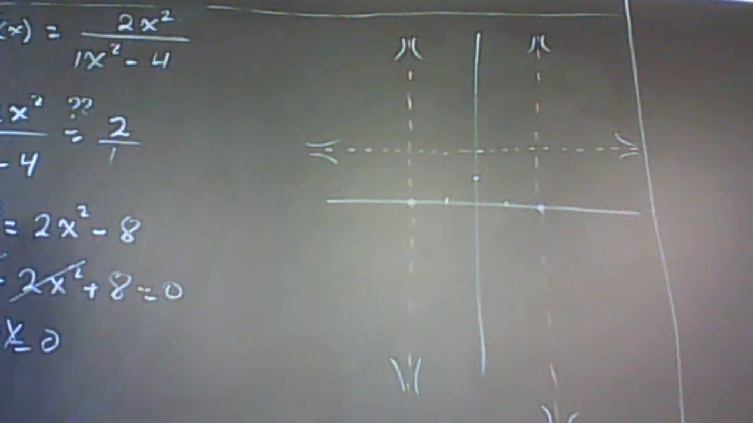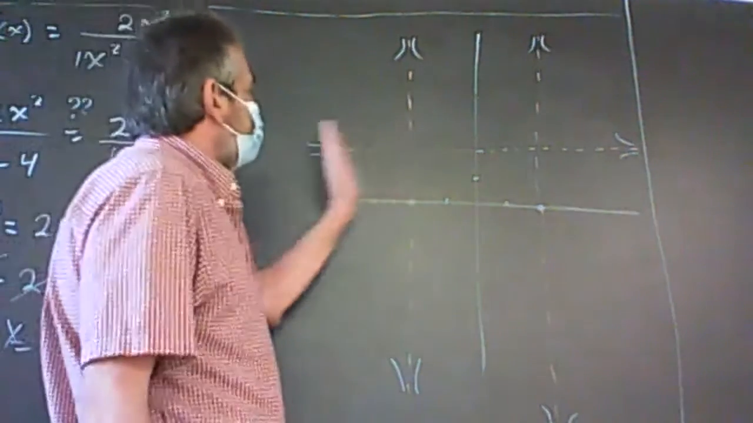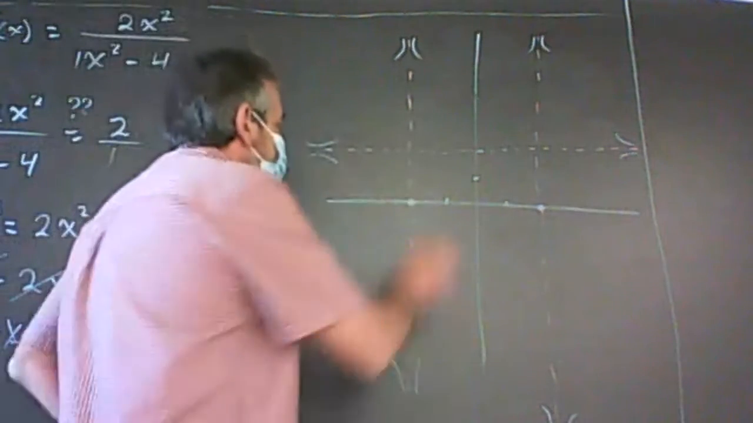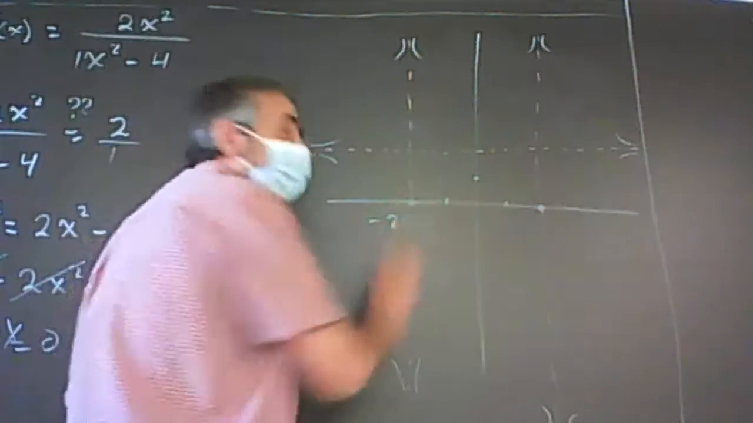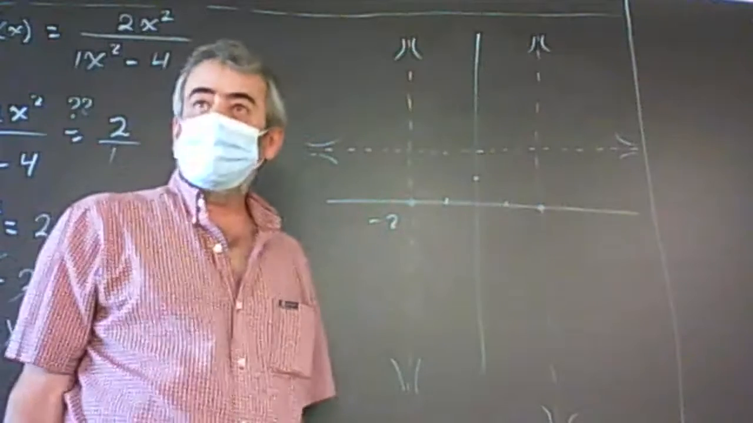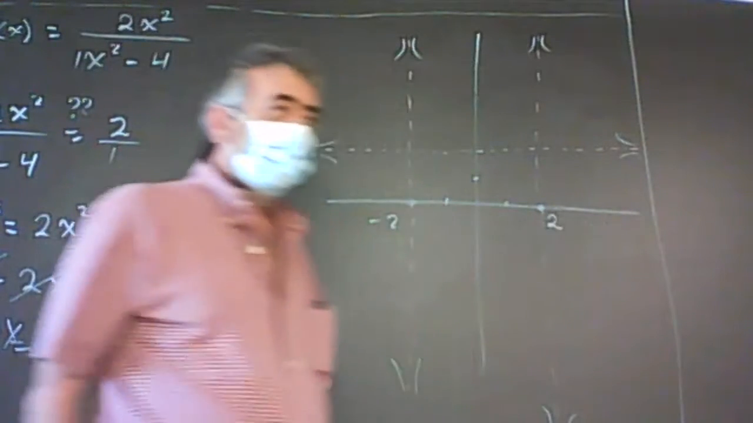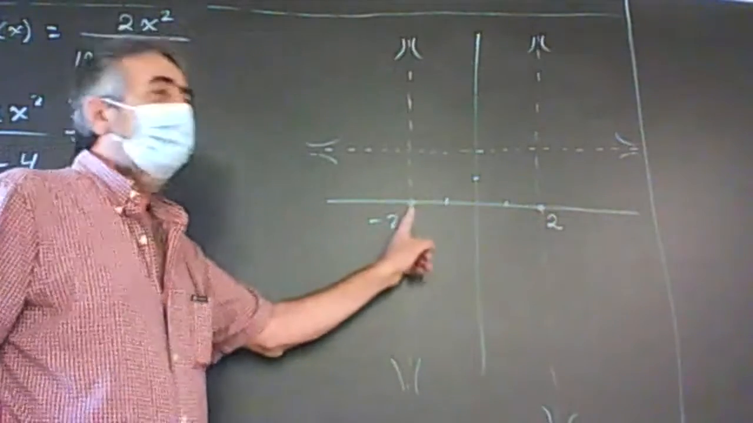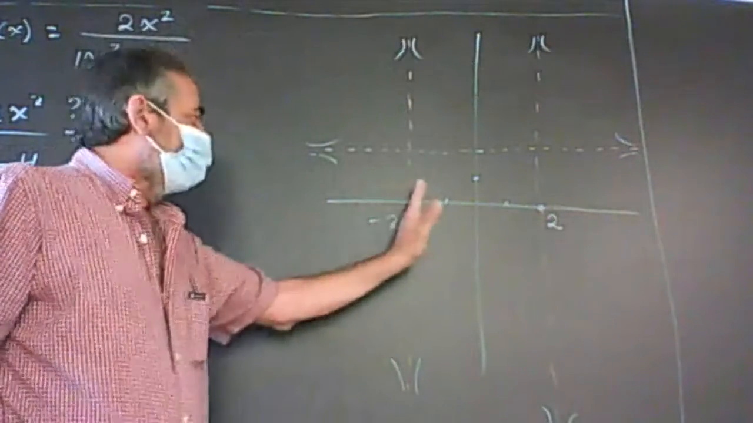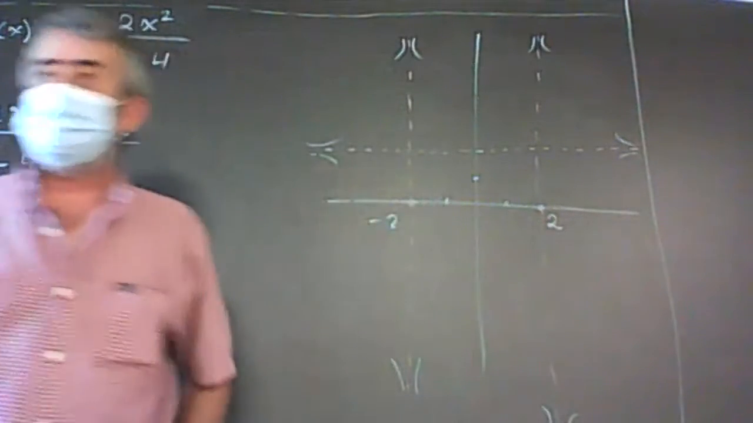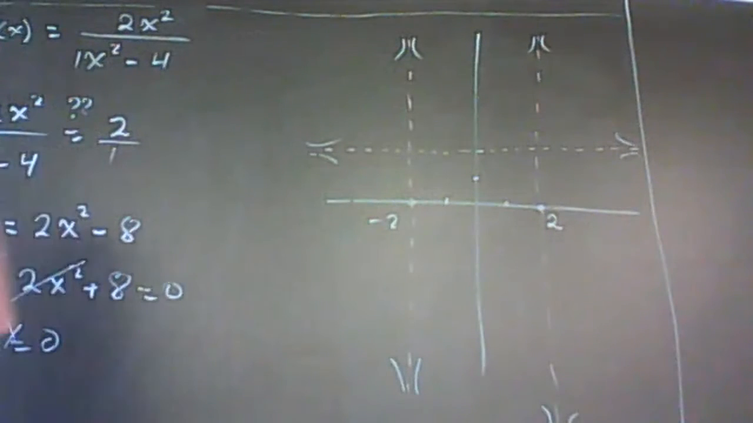Okay? So let's take a point on this side. We said this is how much? Minus 2. And this is 2. Correct? So let's see what happens if I take a number on this side of minus 2. Let's say, for instance, minus 3.